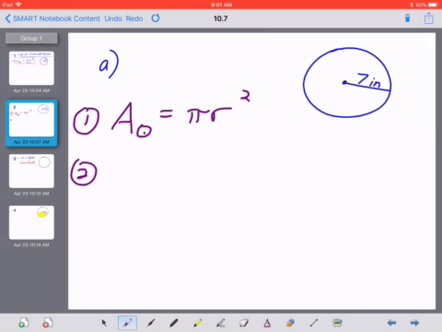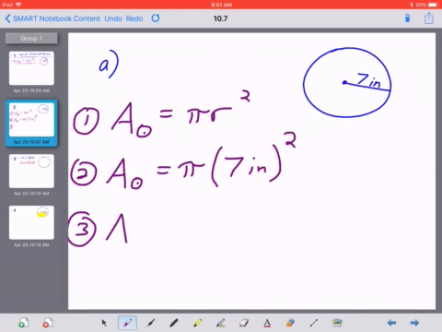Step 2, we fill in what we know. So the area of our circle is going to be pi, which remember is a constant, not a variable, and our radius here is going to be 7, and just this once I'm going to include units in there as well, and we square that. And then step 3, we go ahead and evaluate what we can here.